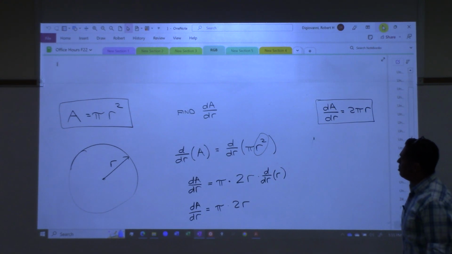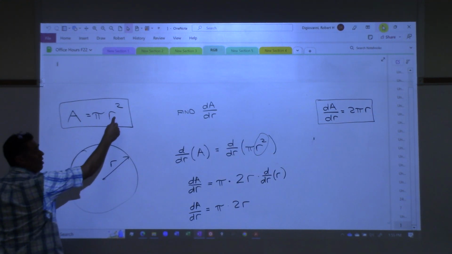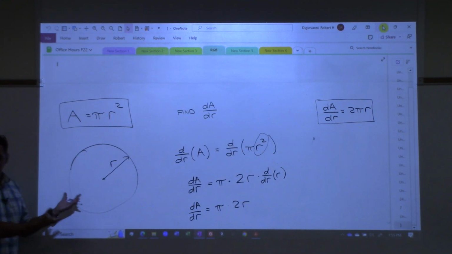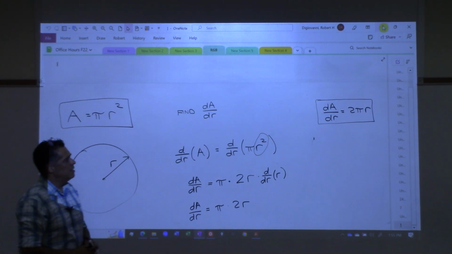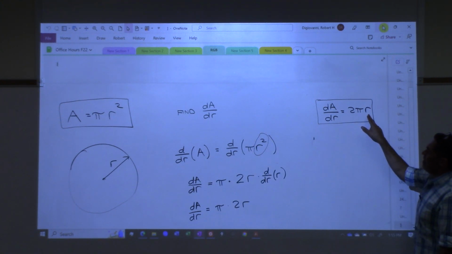So look, I've got two formulas. This right here says that if you give me r, I will give you the area of a circle, yes? And then that says that if you give me r, I can then tell you what?